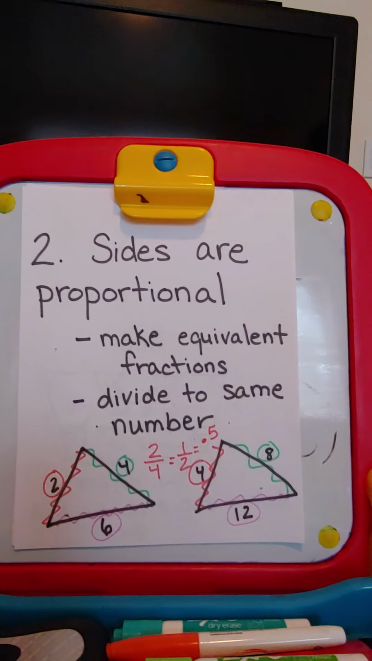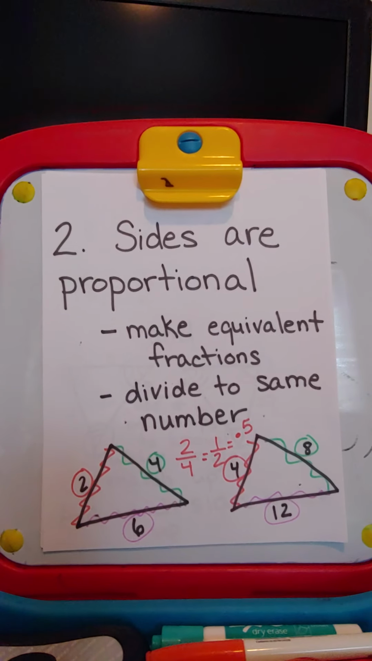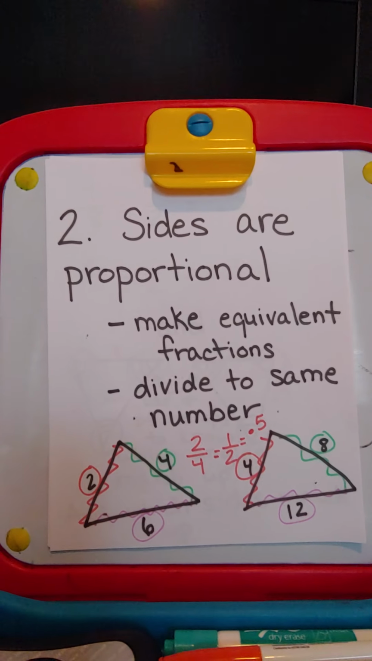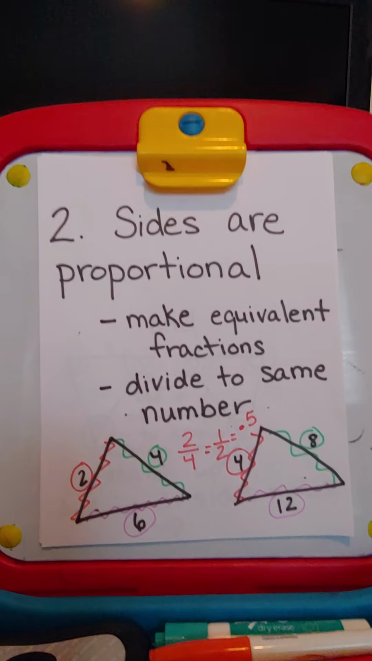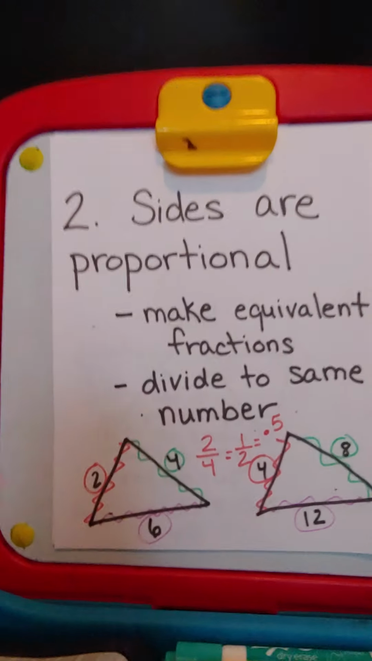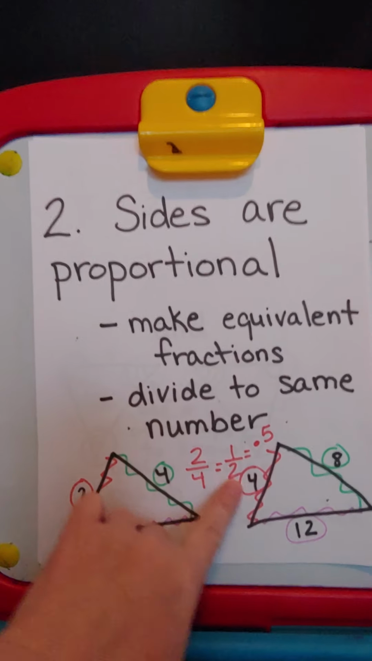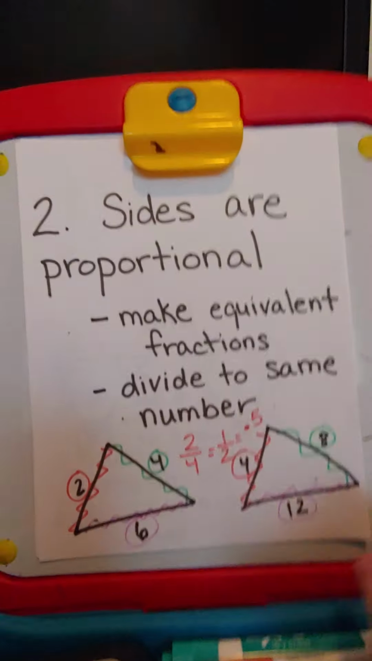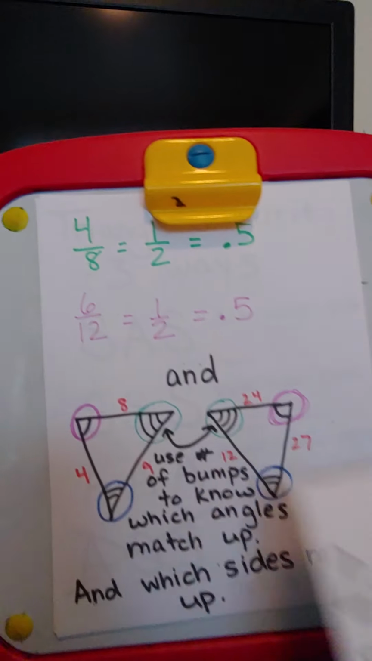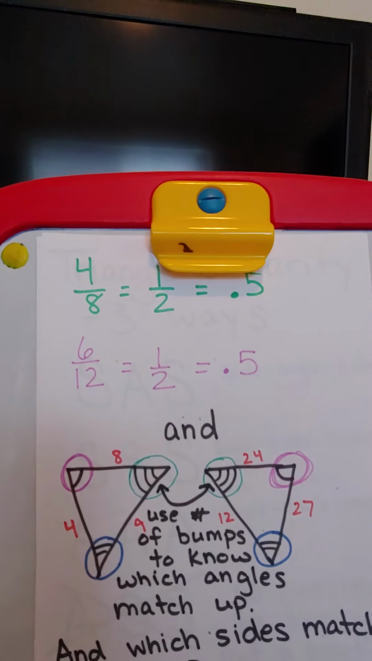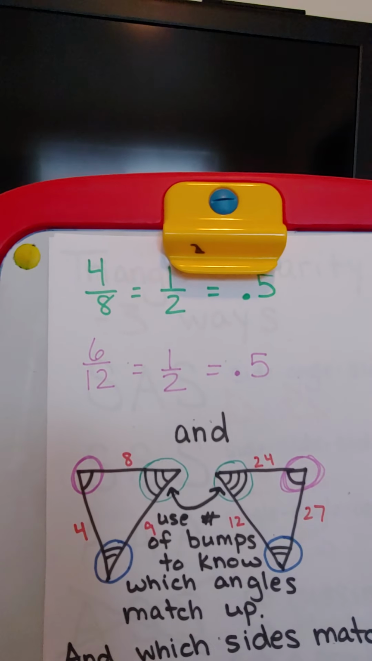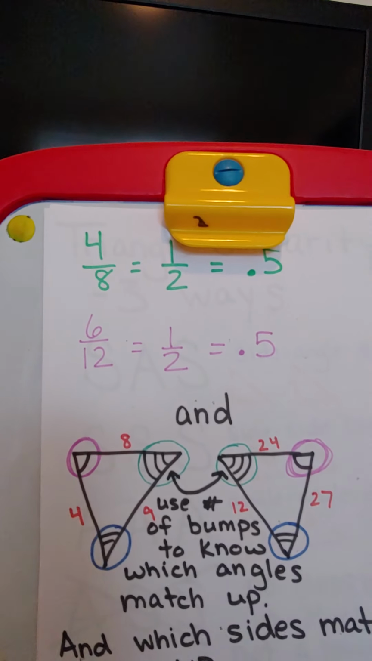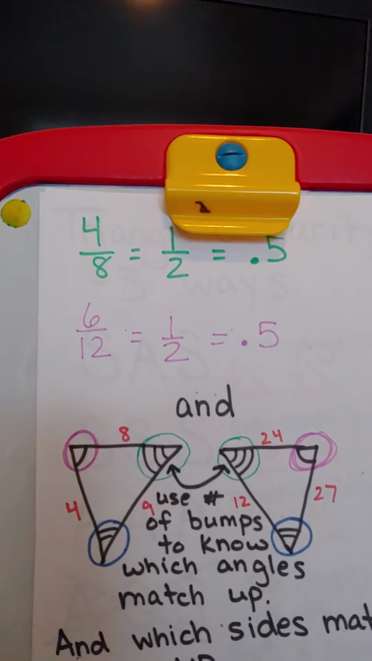The other way, and you worked on this stuff a lot before spring break, is that sides are proportional. So that means that the matching sides can make equivalent fractions or divide to the same number. So if we look at the first sides that match up, we have 2 and 4, and 2 over 4 equals 1/2 or 0.5. If we check the other two sides, we have 4 over 8, which equals 1/2 or 0.5, and 6 over 12, which is 1/2 or 0.5. So that makes those triangles proportional, and it makes them similar.